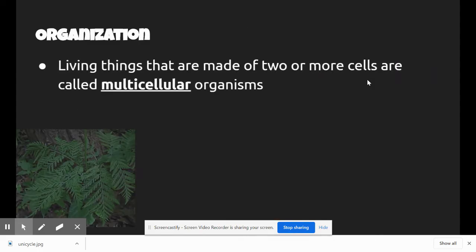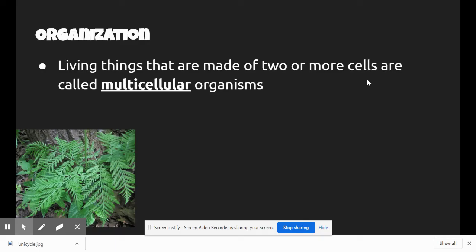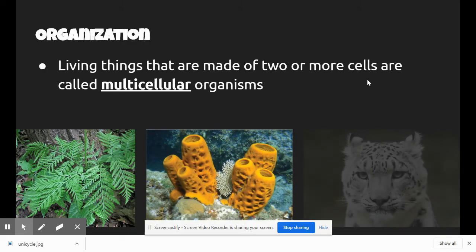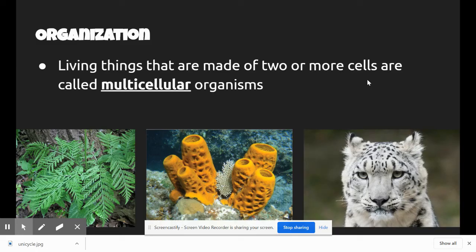On this slide, we have some images of some multicellular organisms, or organisms that are made up of two or more cells. So we have plants, we have some coral, and then we have a white tiger. All of these things are multicellular.